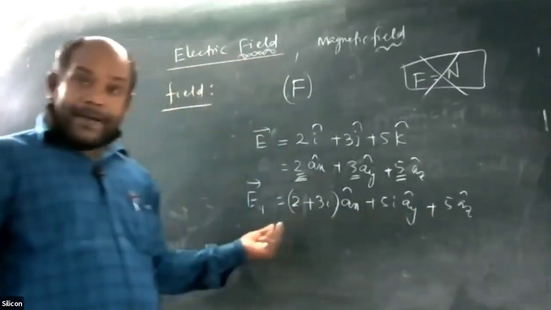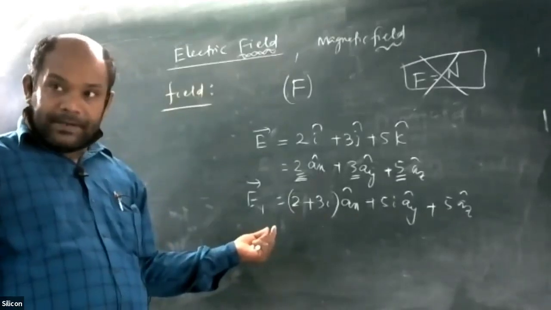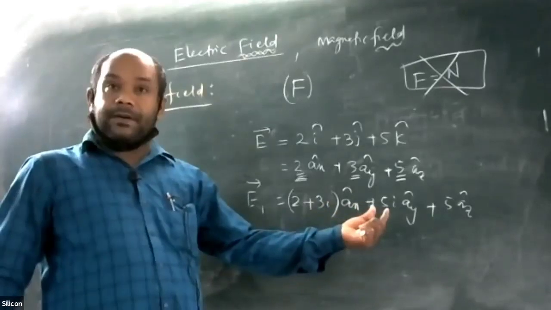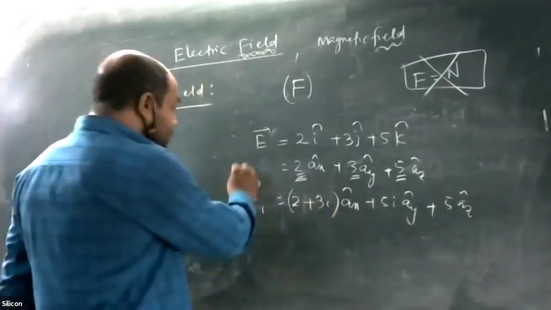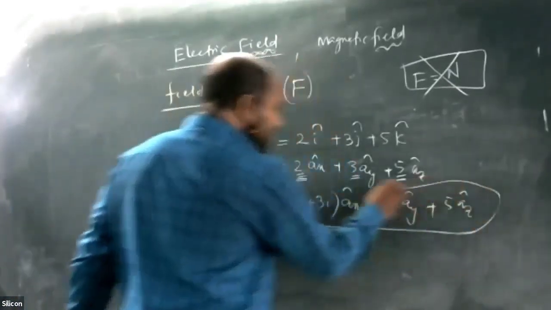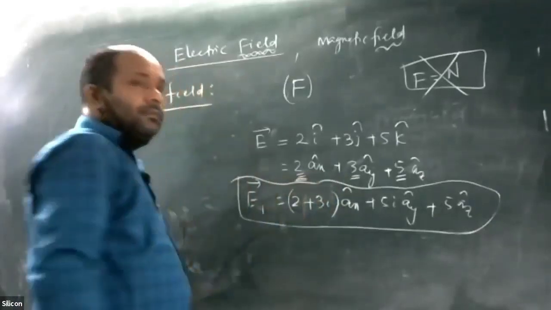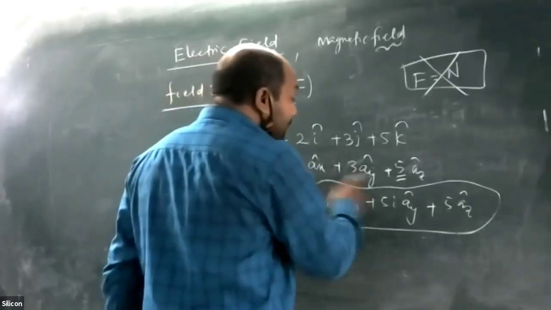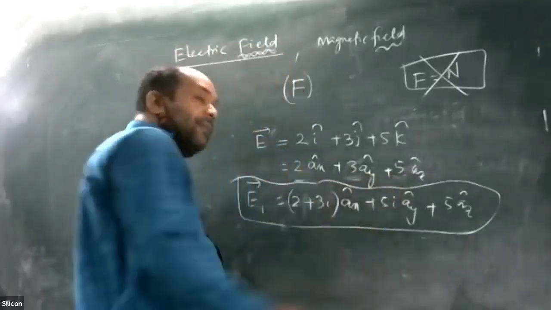Have you ever studied this type of vector? Complex vector. This is called a complex vector. This type of vector we can also have. But till now we discussed real vectors always. But you can have complex vectors.